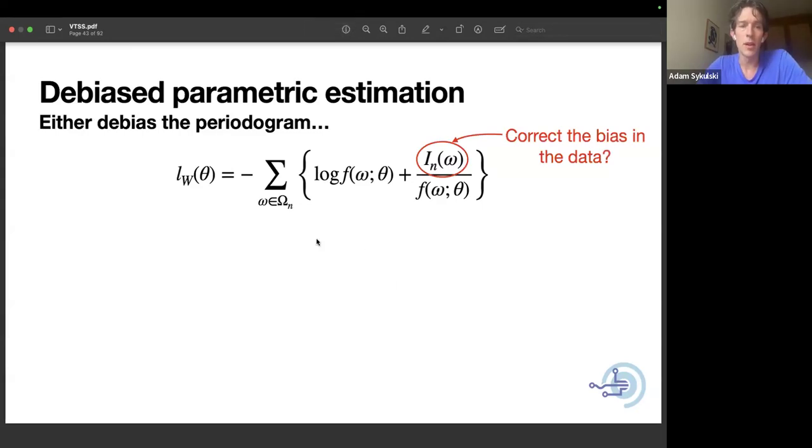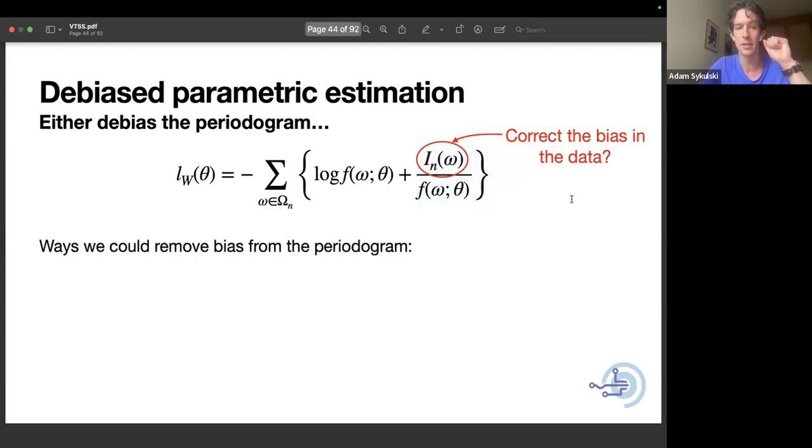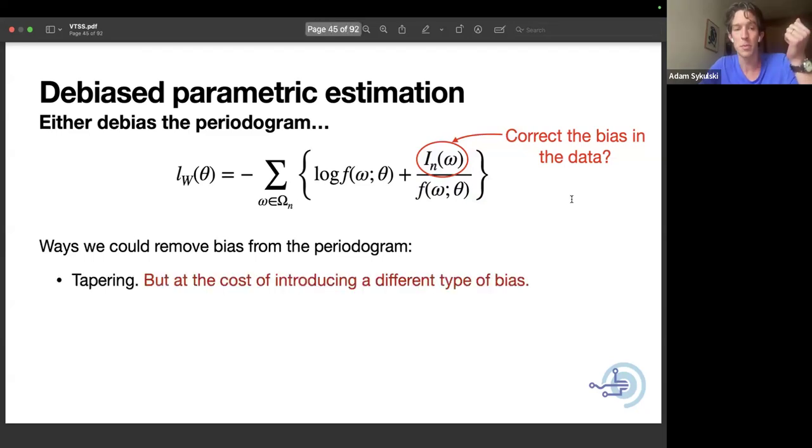Now, it's well known that the Whittle likelihood can be quite biased, because the bias in the periodogram translates to biased parameter estimates of theta, because here we have something that I've shown you can be quite biased, right? So what people often do in practice is they try and correct the bias in what I would call the data. There are ways we could remove this bias. We could use tapering. But as I show in some of my research, this comes at the cost of introducing a different type of bias in our estimates of theta.